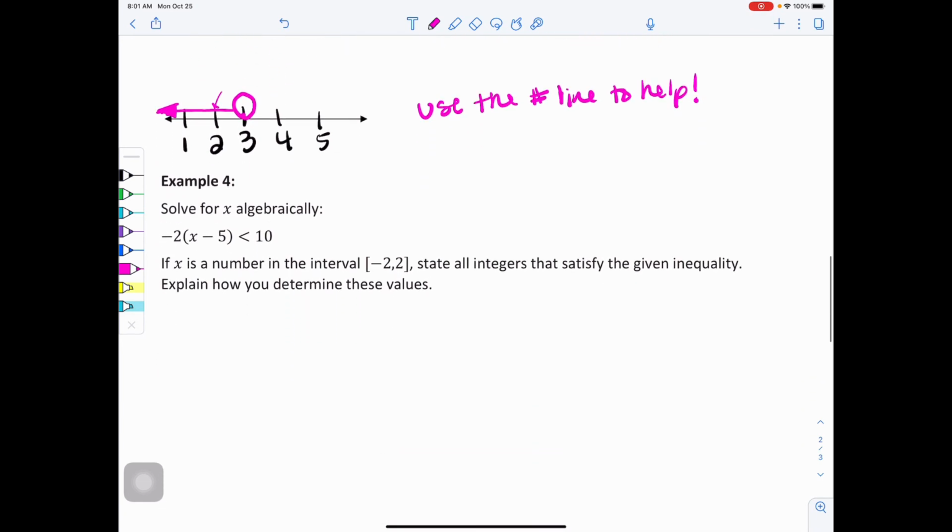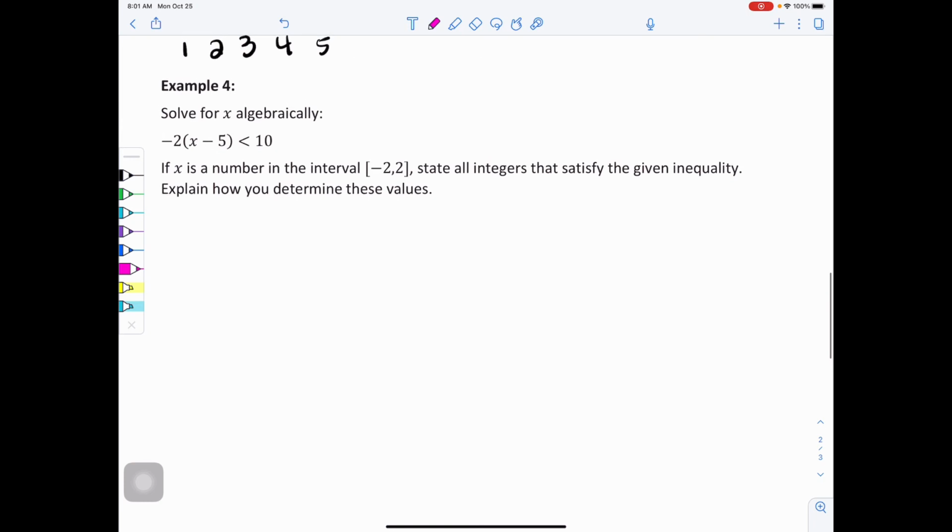And now lastly, we'll solve example 4. It says solve for x algebraically. And then it says, if x is a number in the interval [-2, 2], state all integers that satisfy the given inequality. Explain how you determine your values. So first, let's take care of the first thing they asked us to do, which is solve for x algebraically. So I'm just going to copy my problem down here below.